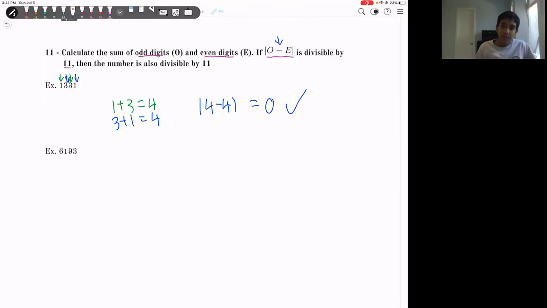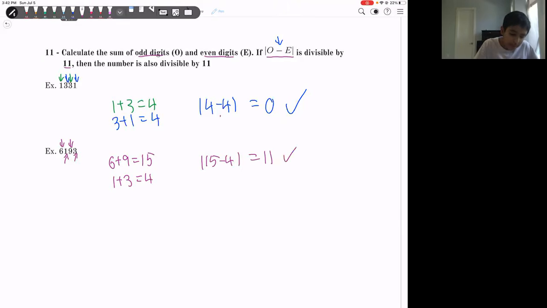Now what about 6, 1, 9, 3? Same trick here. 6 and 9 are the odd digits, and 1 and 3 are the even digits. So the odd digit sum is 6 plus 9, 15. The even digit sum is 1 plus 3, which is 4. And now we use the same formula: 15 minus 4, which is 11. And 11 is divisible by 11.